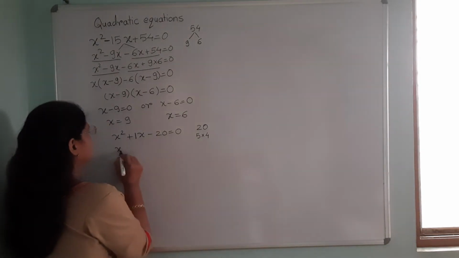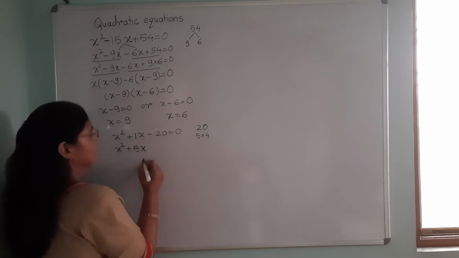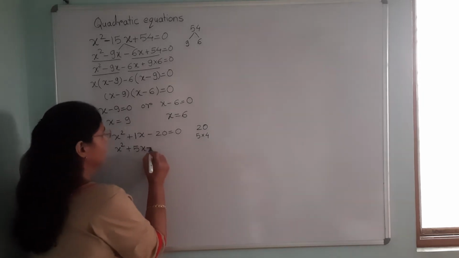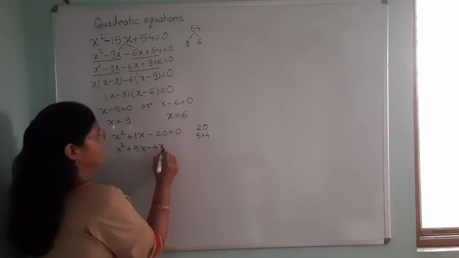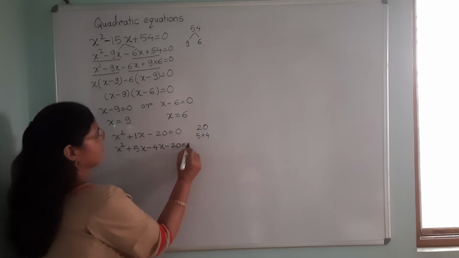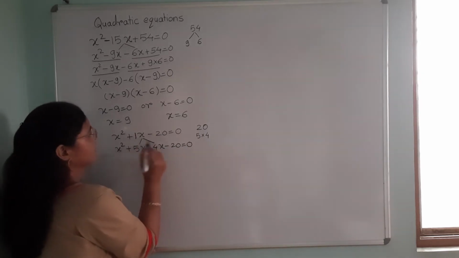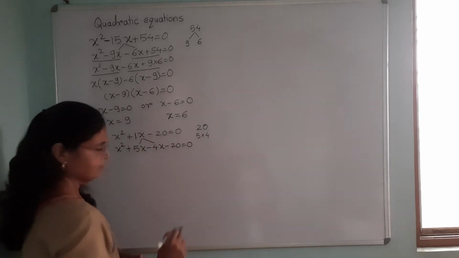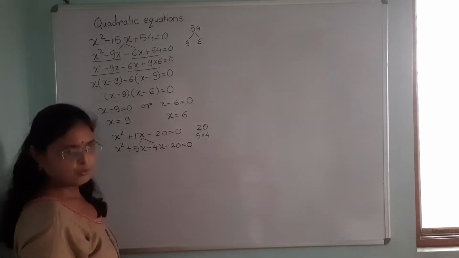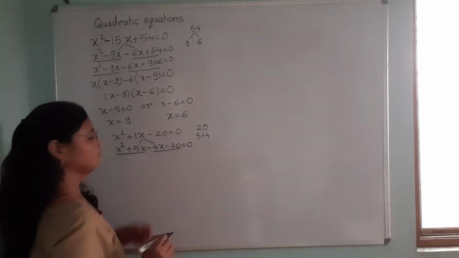That means we should write x square plus 5x, and the opposite sign, minus 4x, and minus 20 equal to 0. That means we are getting 5x and minus 4x from this 1x. And now there are 4 terms. We have to make groups of 2 terms.